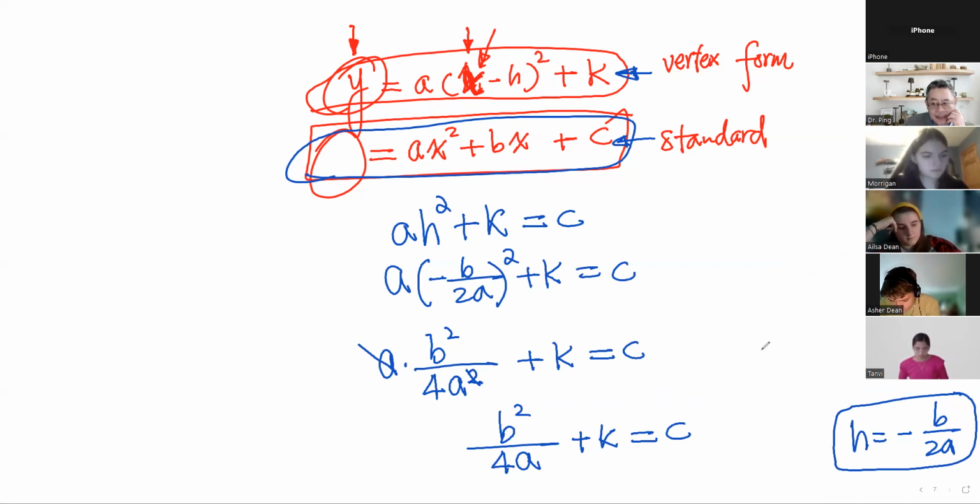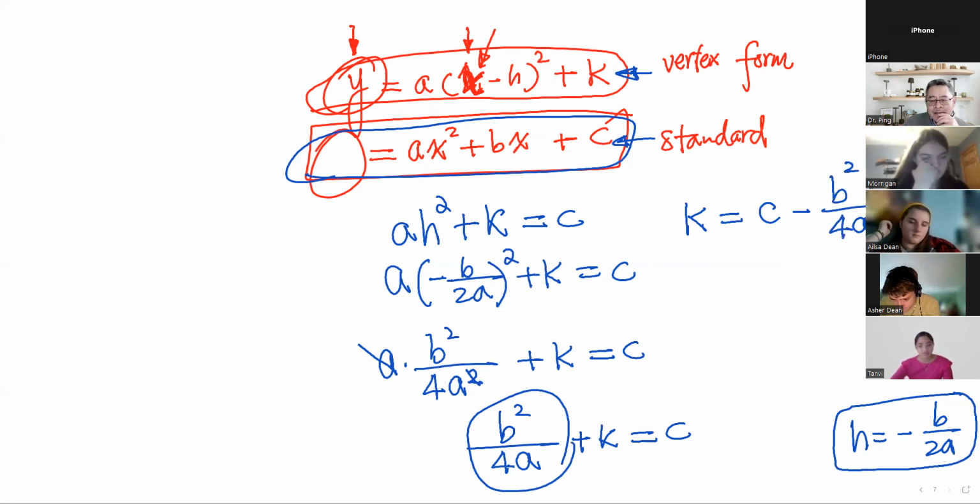Cool. Okay, so now we're going to move this over because I want to find k. So the k then will be c minus b squared over 4a, right? We good? Okay, so that's how you arrive at that formula. Yeah, we just moved it to the other side. Aha, cool. Very interesting.